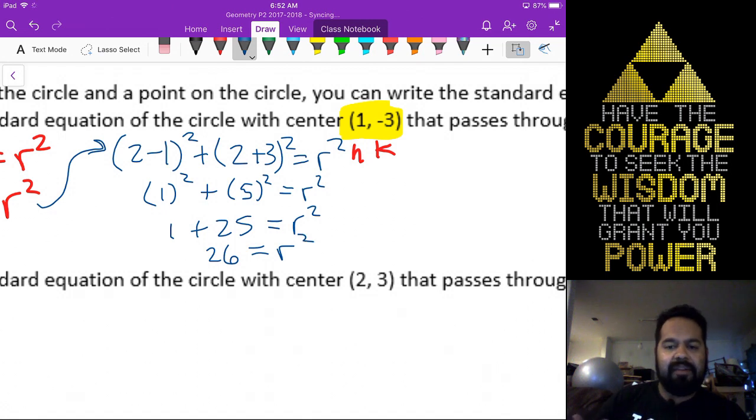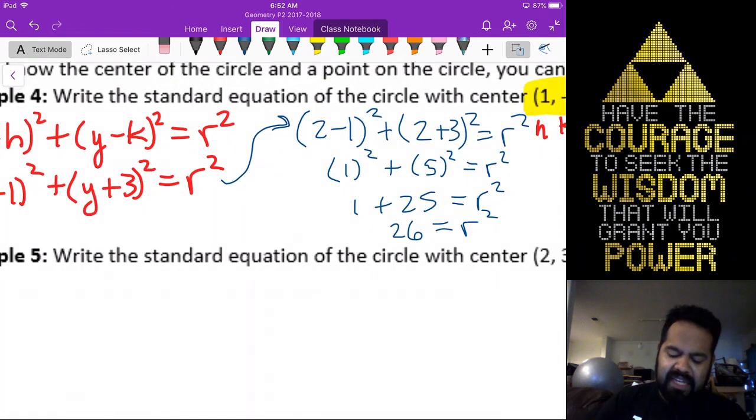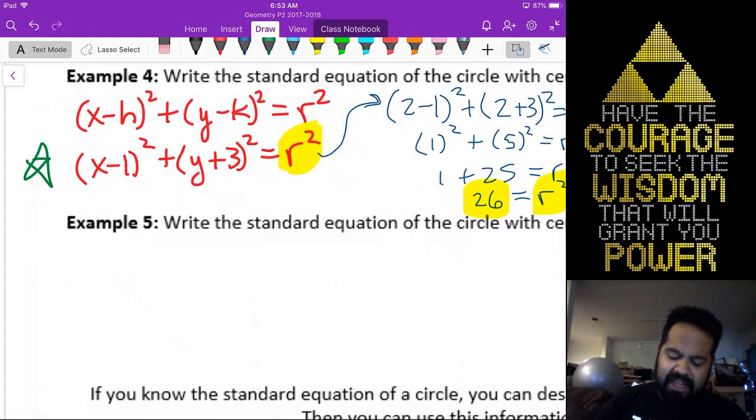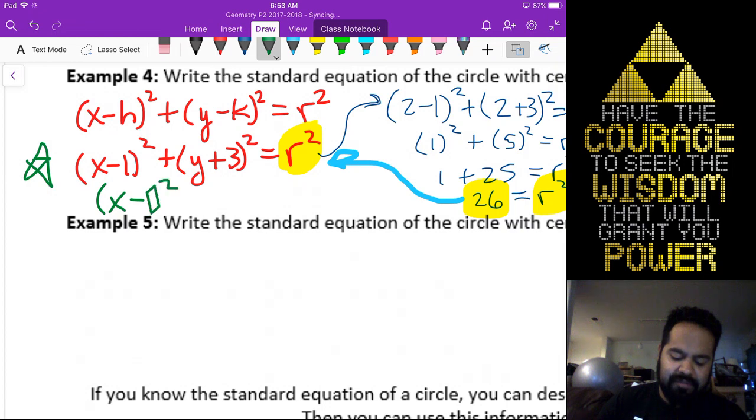Now at this point you might be thinking, okay, let's take the square root and get r. While that is not wrong, notice that all I need is r squared. And what does r squared equal? 26. So that's all I need. So now I'm going to go back to that equation and plug in my 26 and replace the r squared. So therefore your final work is going to be x minus 1 squared plus y plus 3 squared equals 26.